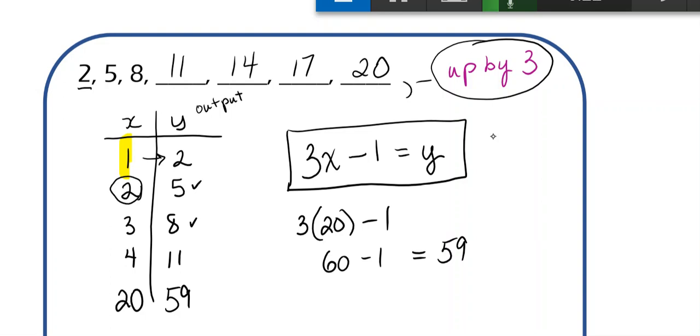All right, so there's the rule. That's what we're looking for. And every linear pattern has a rule that describes how the input and the output numbers connect, or helps describe or determine every number in the pattern itself.